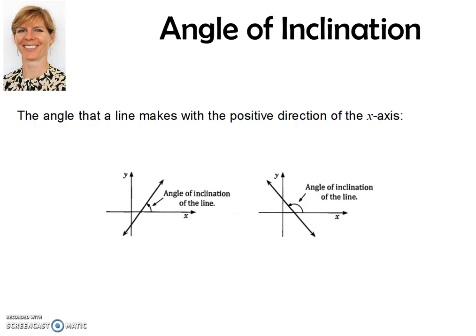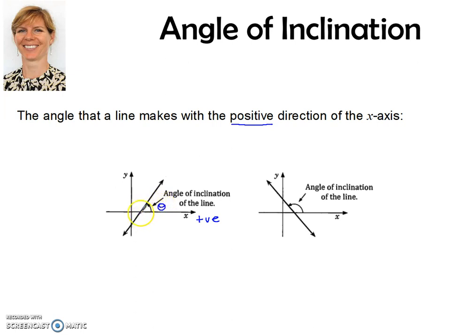Okay, so the angle of inclination is the angle that a line makes with the positive direction of the x-axis. Now, when we talk about positive direction of the x-axis, obviously positive is this way. So we're talking about this side of the x-axis. So the angle of inclination is that angle in there between the x-axis and that line.